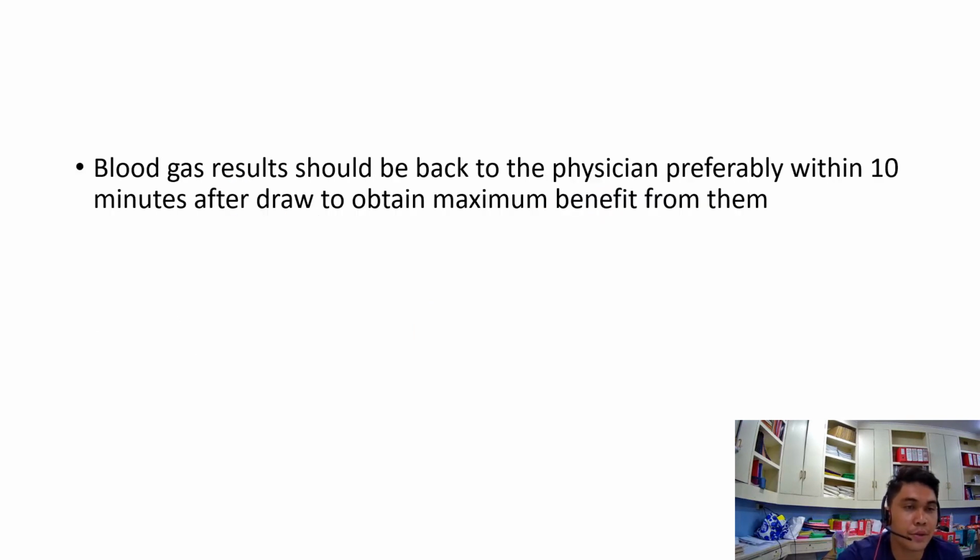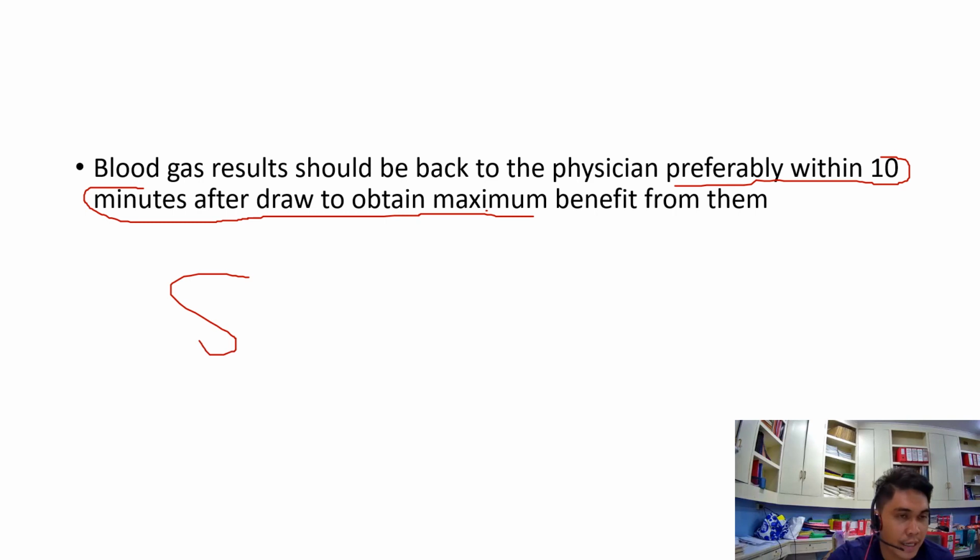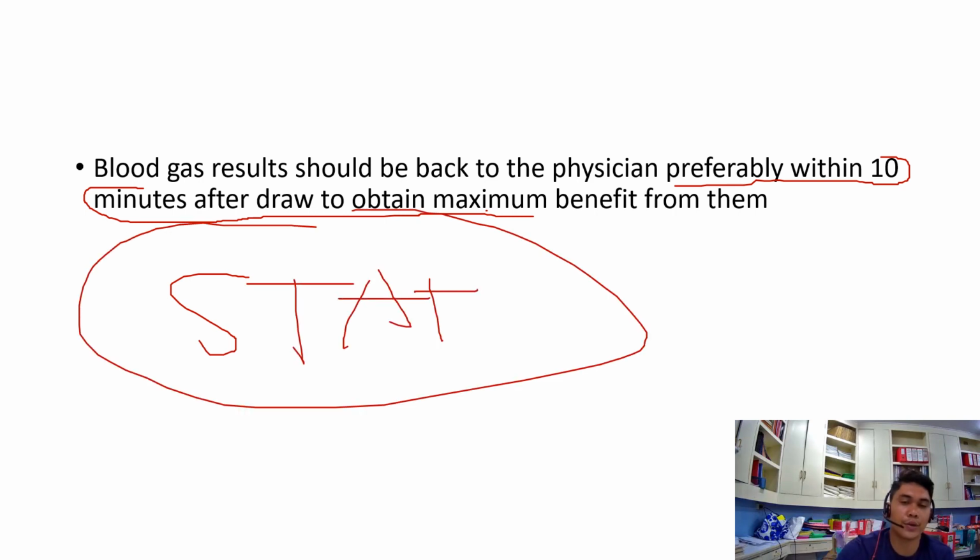Next, blood gas results should be back to the physician, preferably within 10 minutes after draw, to obtain maximum benefit from them. Regarding arterial blood gas analysis, it is a stat test, so you need to have the result within 10 minutes after collection. So that's for blood gas analysis.